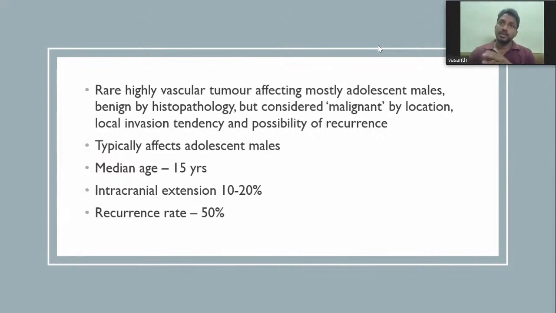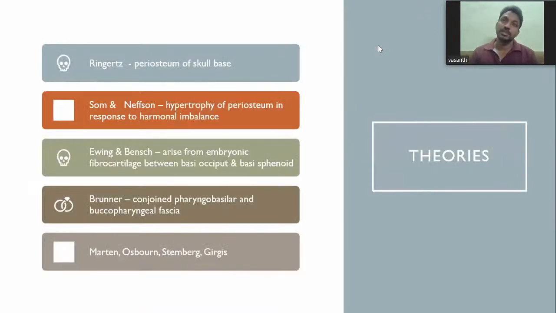So it typically affects adolescent males. Females, very, very rare. And if you find any female patient with juvenile nasopharyngeal angiofibroma, then it's a case to be reported. And intracranial extension due to the local invasion is there in 10 to 20% of cases, because most of the cases present in the later stage.